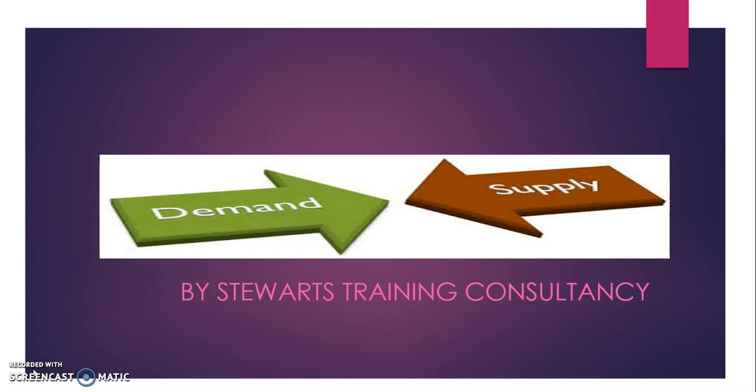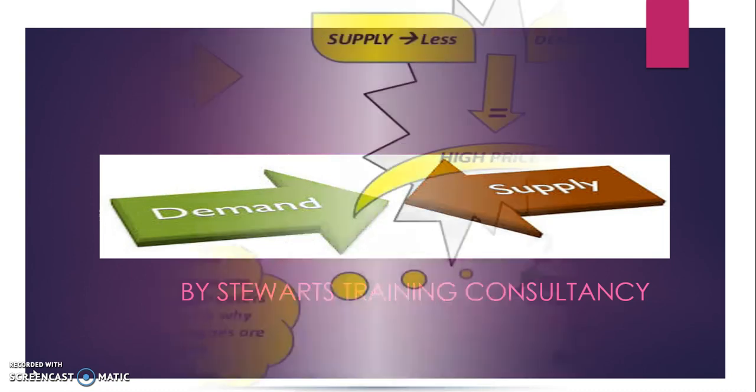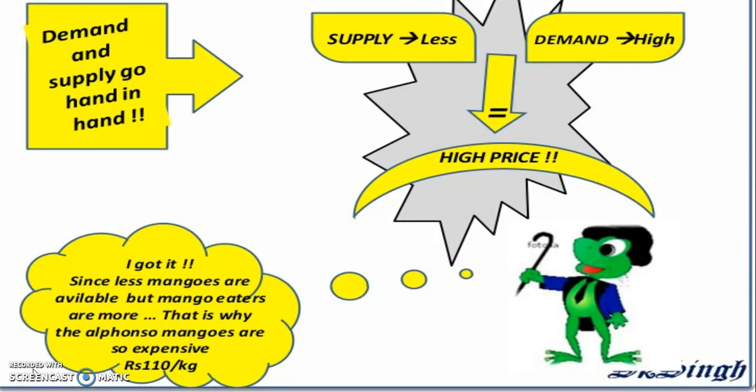I want to jog your memory a little bit, not too far back, just about CXC level economics. From the cartoon, you can see that it says demand and supply go hand in hand. Since fewer mangoes are available, which is supply, but mango eaters are more, that is why the Alfonso mangoes are so expensive, which causes, of course, the high price in mangoes.